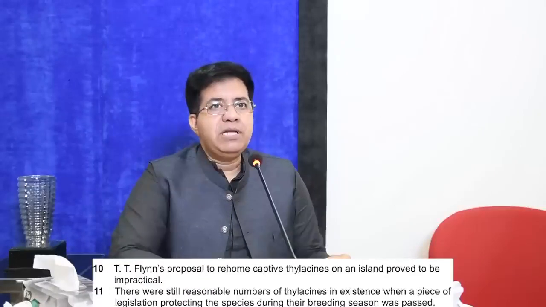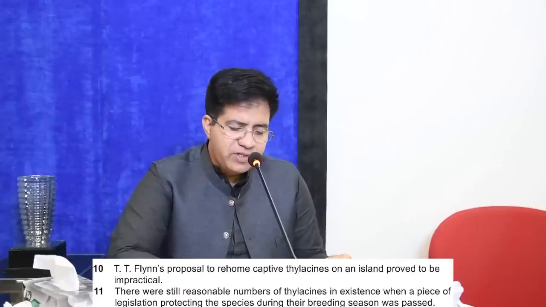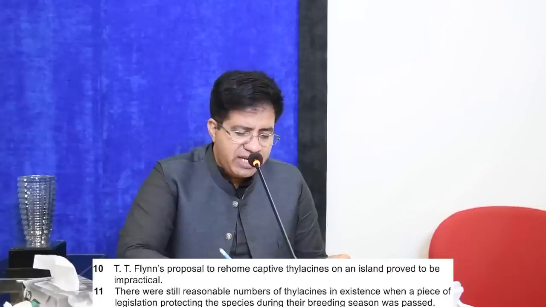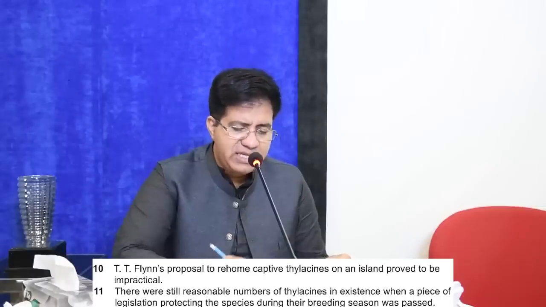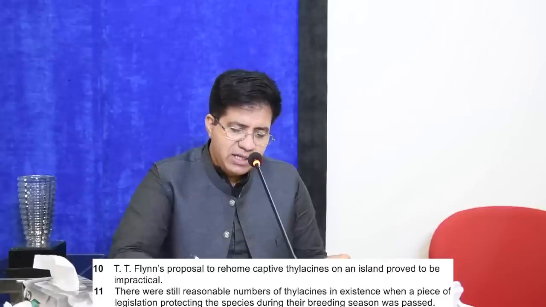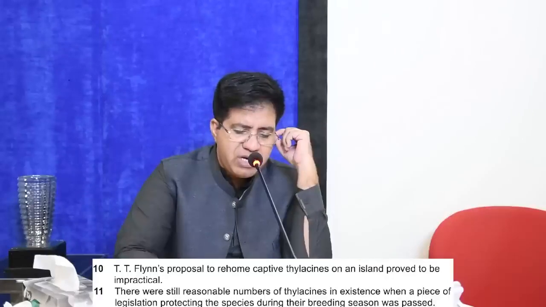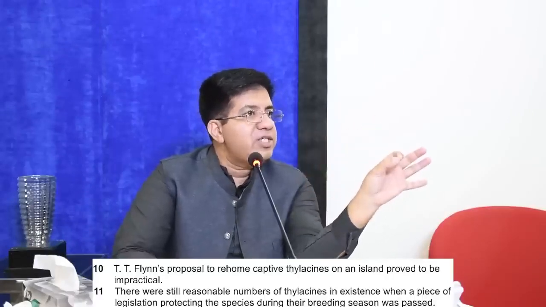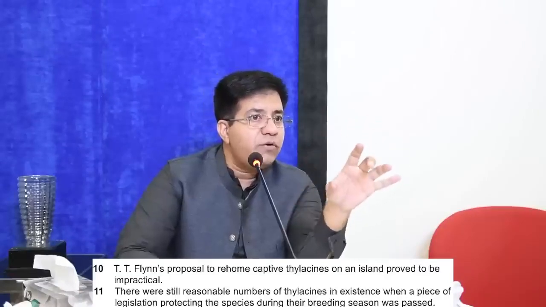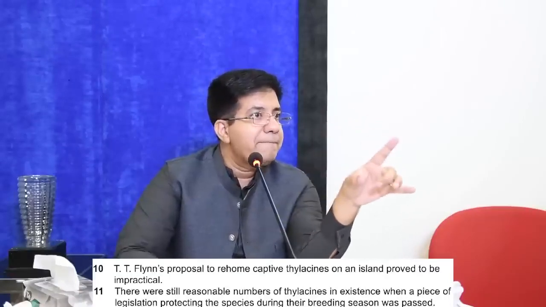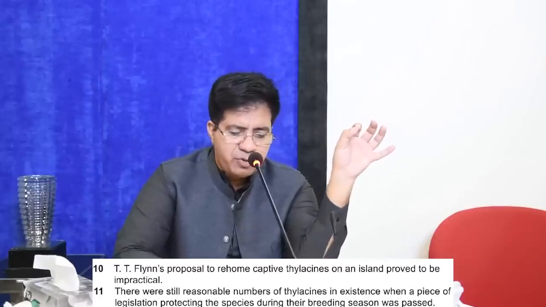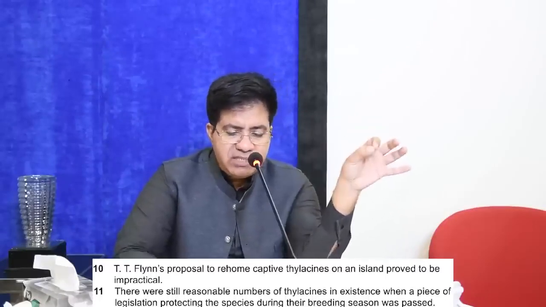Okay, question number 11 please. There were still reasonable numbers of thylacine. Underline: still reasonable number of thylacines in existence when a piece of legislation protecting the species during their breeding season was passed. Okay, now listen. They made a legislation that during the breeding season of thylacine, they will not kill them. Okay, what was the law? The law when a piece of legislation protecting the species during their breeding season was passed.